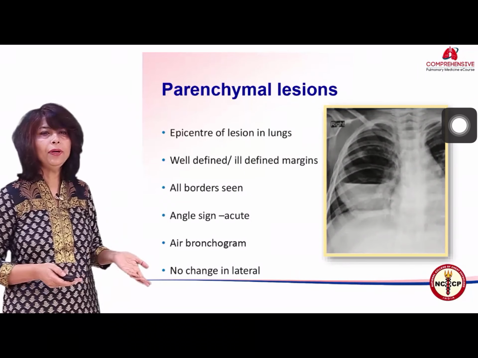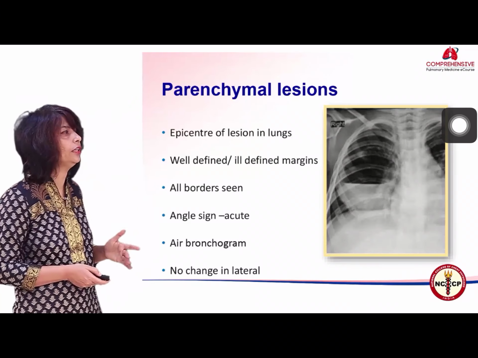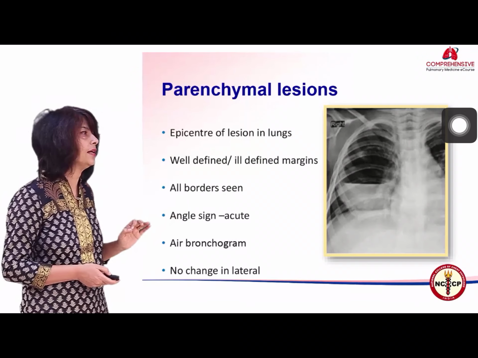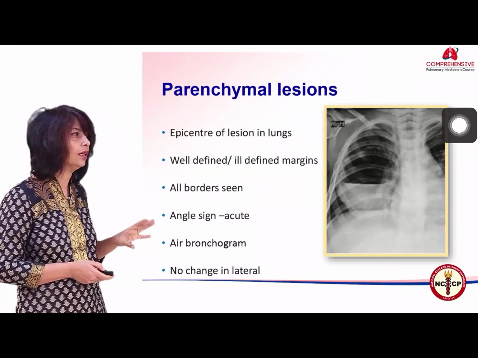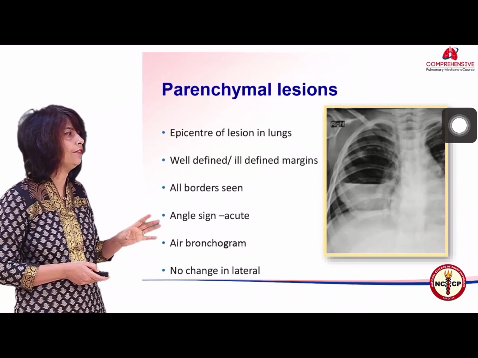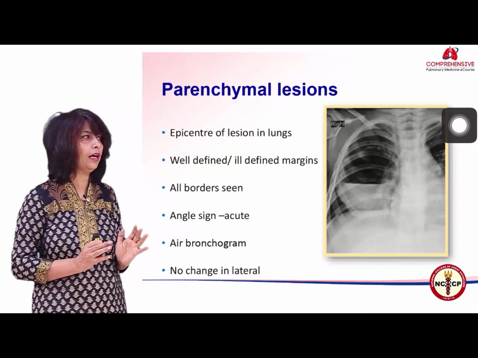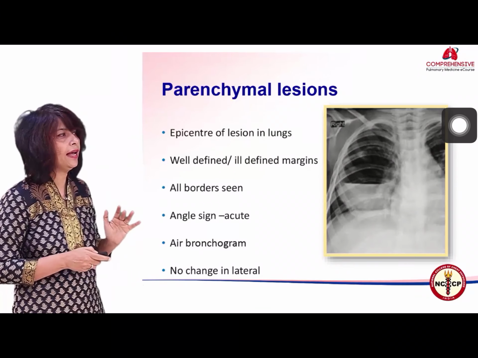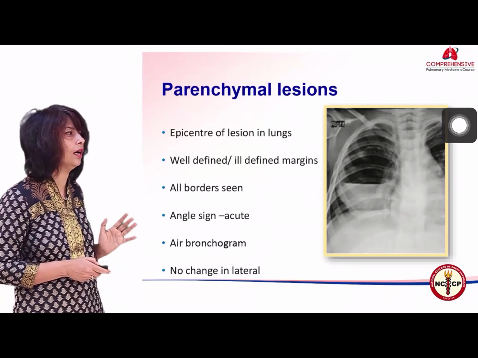Parenchymal lesions. The simplest way: if something is going to be located at the lateral end, you obviously know it's not in the mediastinum, what is referred to as the epicenter of the lesion. So this is a parenchymal lesion. If the epicenter of the lesion is in the lung, the margins don't really help you because it can be well defined or ill defined, but if an opacity or mass is completely intraparenchymal, all its borders will be seen, and by the angle sign they will form acute angles with the rest of the surrounding lung parenchyma.